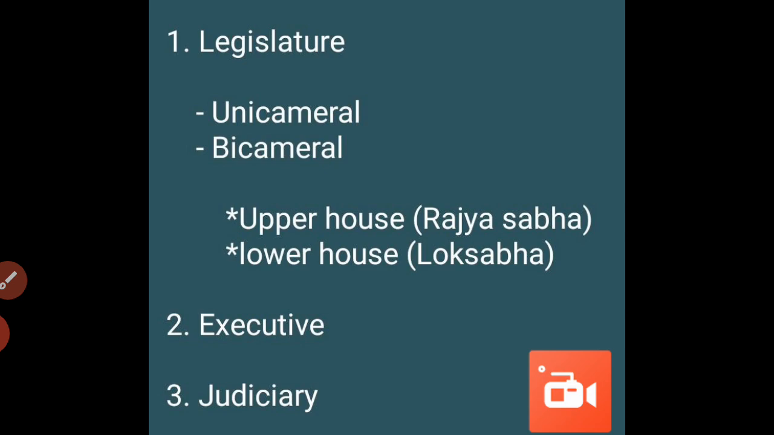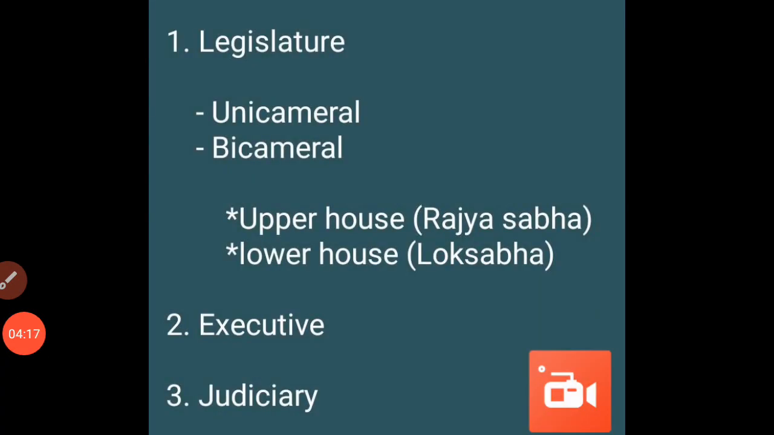What is unicameral legislature? When the legislature consists of only one house, then it is called unicameral. And when the legislature consists of two houses, then it is called bicameral. In a bicameral legislature, there are two houses, upper house and lower house. The upper house is called Rajya Sabha and the lower house is called Lok Sabha.